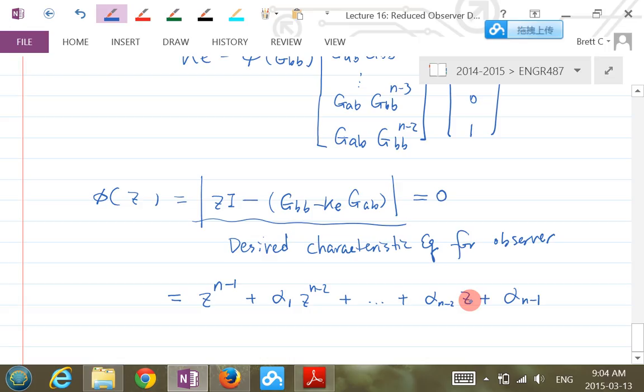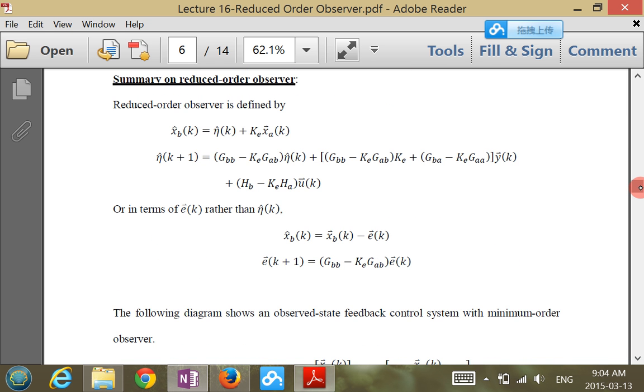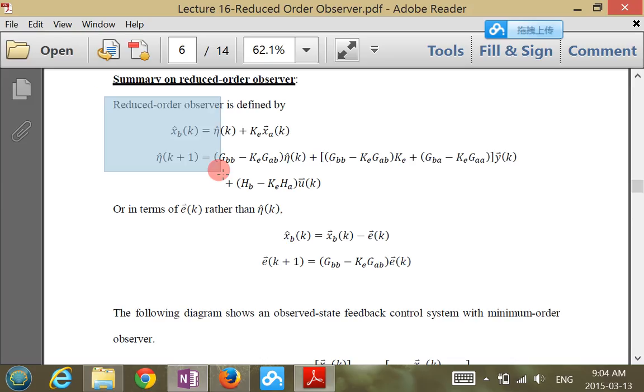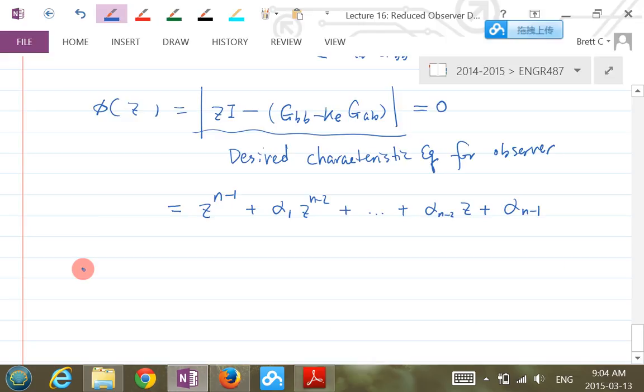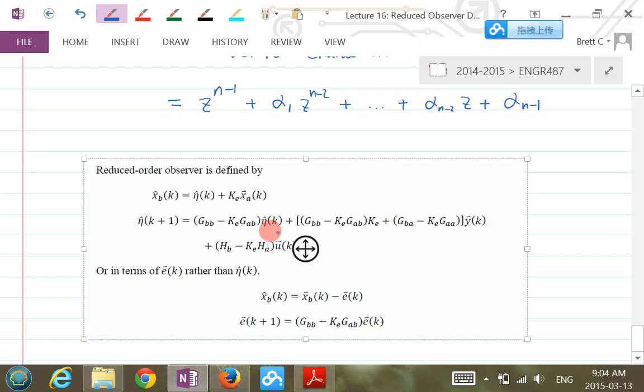Is that okay? So, to summarize, the reduced order observer is basically the equation here. Once you obtain the eta hat from this equation, then you can calculate xb hat. Once you get xb hat, you will have the so-called error equation. You don't need to do this, it's naturally embedded there. And you pick a proper ke, and you would have a proper response for the observer system.